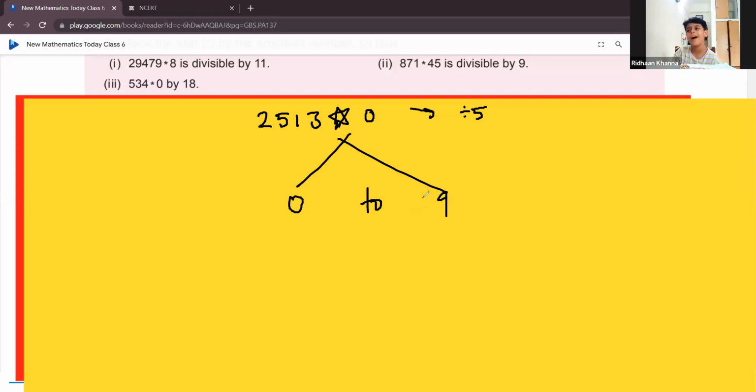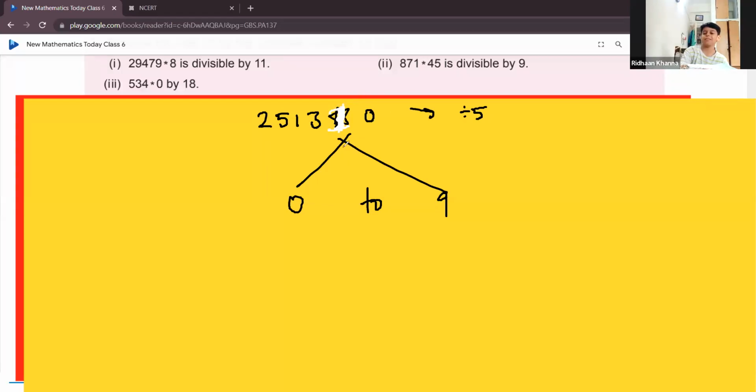Yes, ma'am. But how is it? 1, 2, 3, 4, 5. अच्छा देखो अगर यहाँ पे 1 है तो 10 भी 5 से डिवाइड होता है, 20 है तब भी डिवाइड होगा, 30 है तब भी डिवाइड होगा.